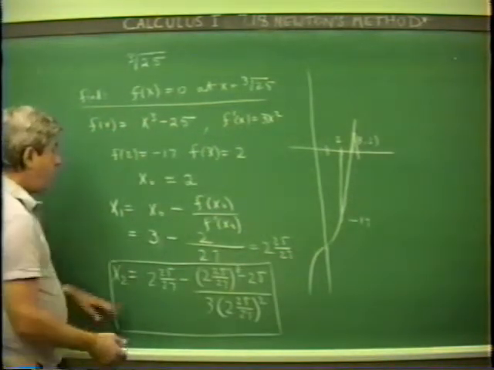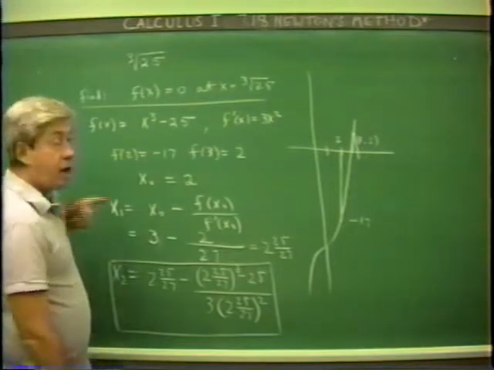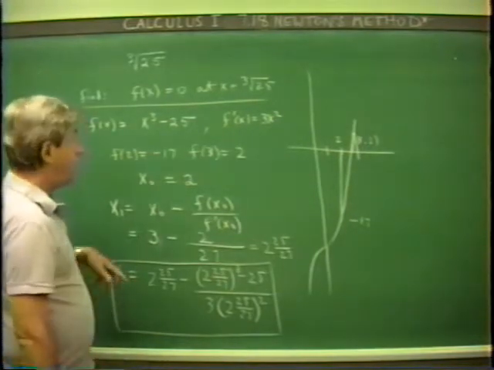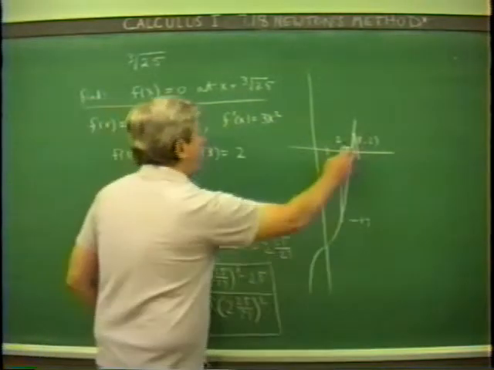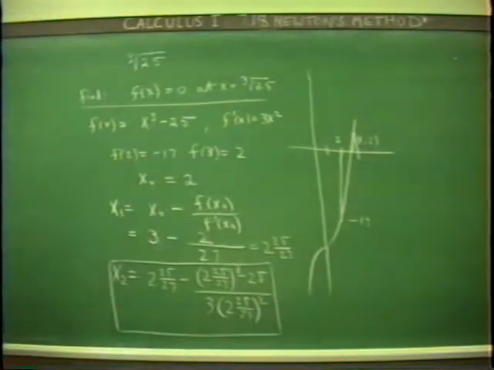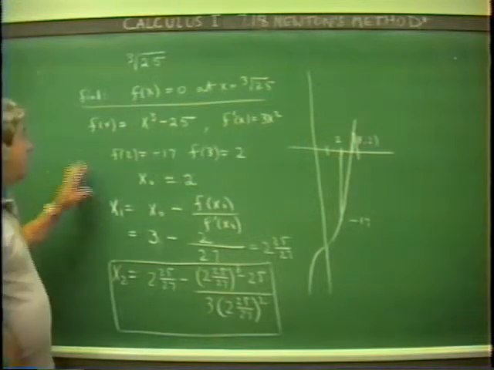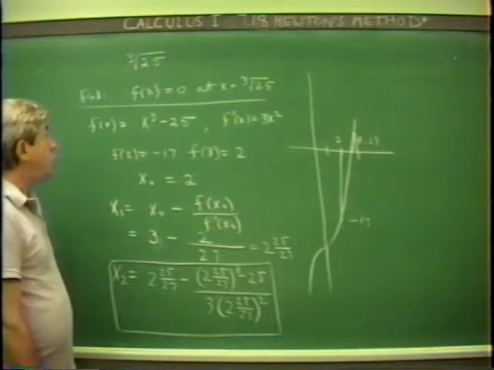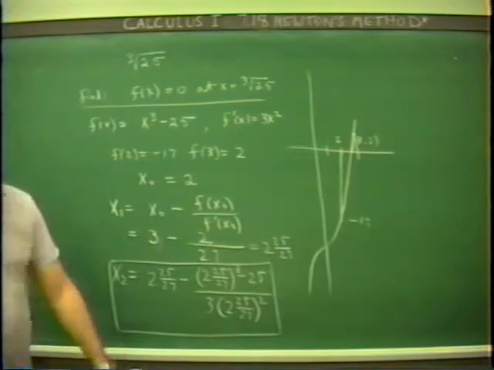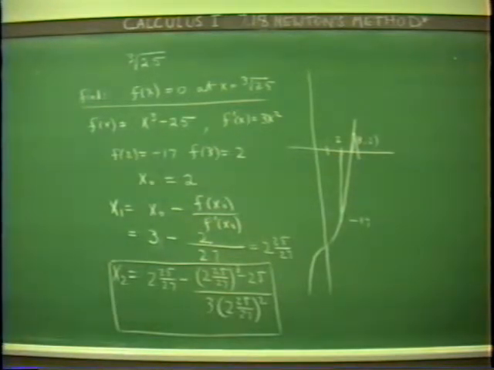Now, not being a calculator or a computer, I'm not going to actually compute this number, but it's clear that one could get this to however many decimal places they wanted and use this x2 then to get an x3 and continue doing this until you got as close as desired to the value of the cube root of 25. So here's an example of using Newton's method to approximate a particular number.